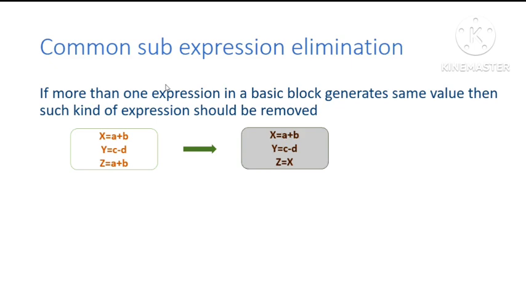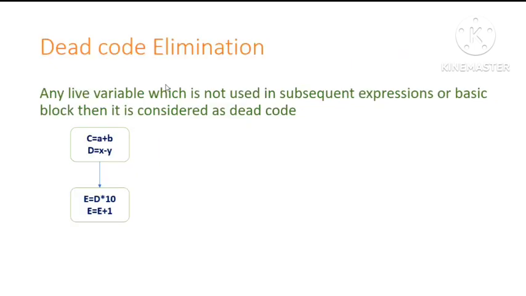Now the next one is called dead code elimination. For instance, if you have a live variable and the subsequent statements do not use that live variable, then that is considered dead code, and keeping such code is a waste of storage. Such code has to be eliminated. We will take an example. In this case, we have two basic blocks: c equal to a plus b and d equal to x minus y in the first basic block, and e equal to d star 10 and e equal to e plus 1 in the second basic block.